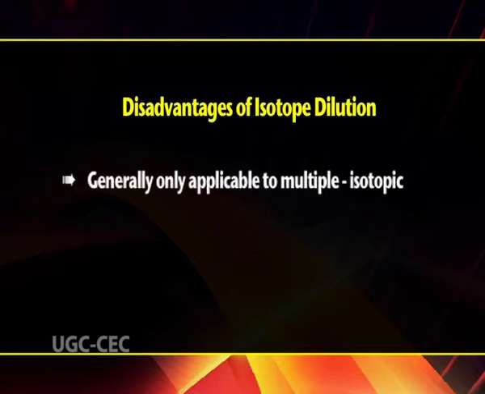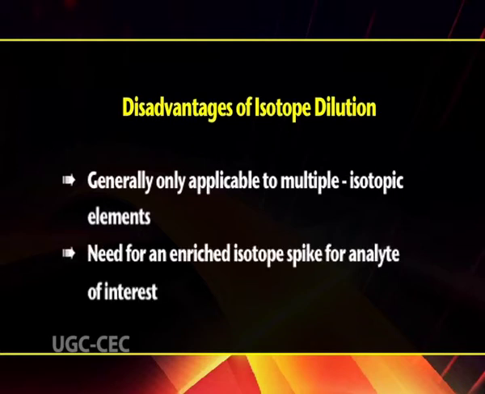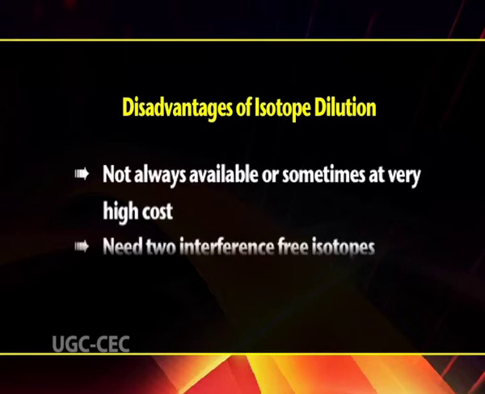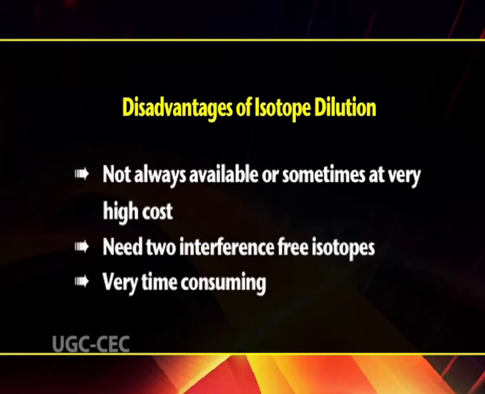Generally only applicable to multiple isotopic elements. Need for an enriched isotope spike for the analyte of interest. Not always available or sometimes at very high cost. Need two interference-free isotopes and is very time consuming.